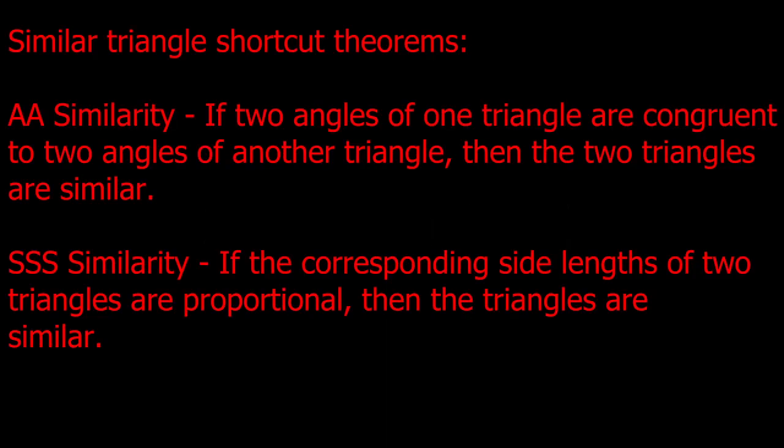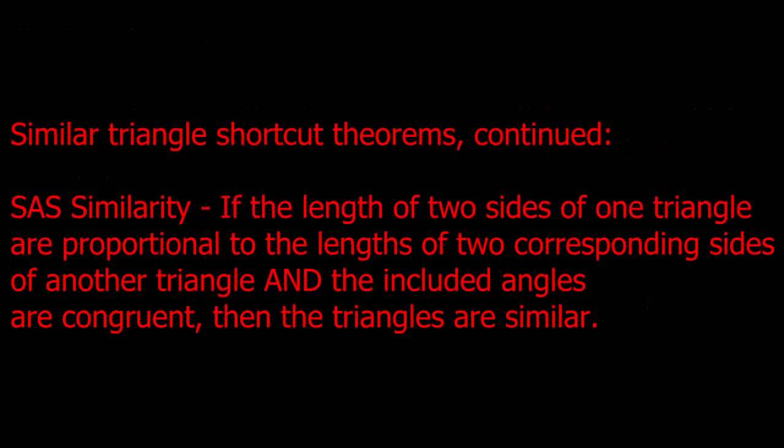The next two slides are going to be short. I'm not going to talk. You're just going to have to pause it to copy them down. So this first slide is the similar triangle shortcut theorems for AA similarity and SSS similarity. And this slide is the similar triangle shortcut theorem for SAS similarity.